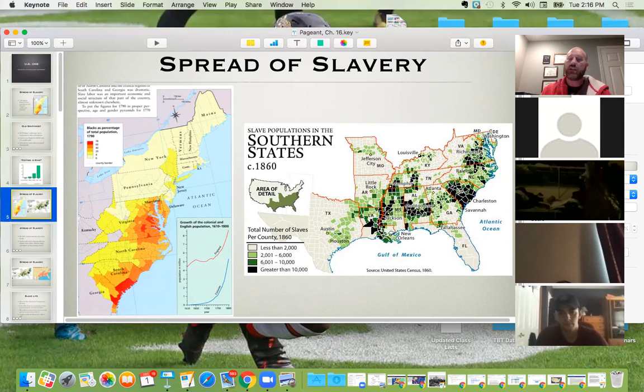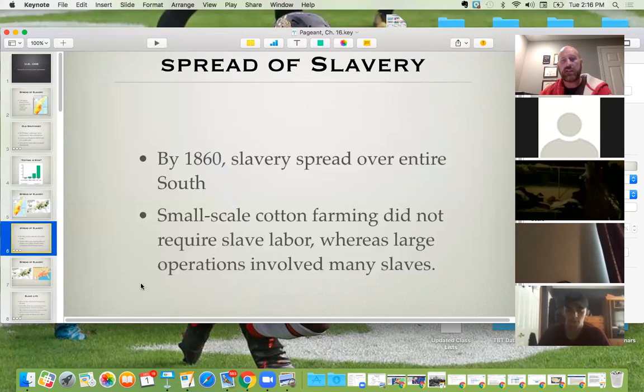And there was the fear of slaves being sold down the river, being sold down to these cotton plantations. Okay, so by 1860, slavery had spread over the entire South. Small-scale cotton farming, of course, did not require slave labor, whereas large operations involved many slaves. And of course, we're talking about cotton plantations, which involved hundreds of acres of land and many, many fields of cotton, right?